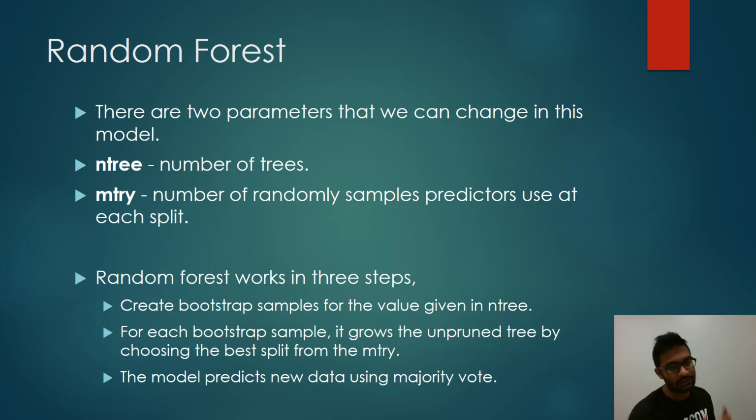So random forest works in 3 steps. First step, it creates the bootstrap samples for the given value of ntree. For each bootstrap sample, it grows an unpruned tree by choosing the best split from the mtry predictors, and after that the model predicts the new data using the majority vote.